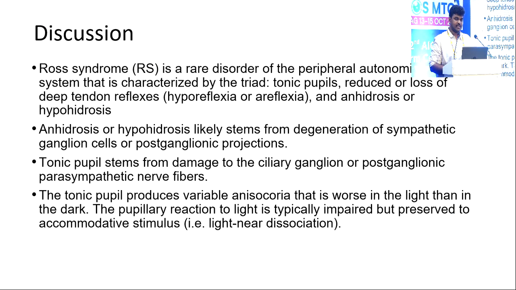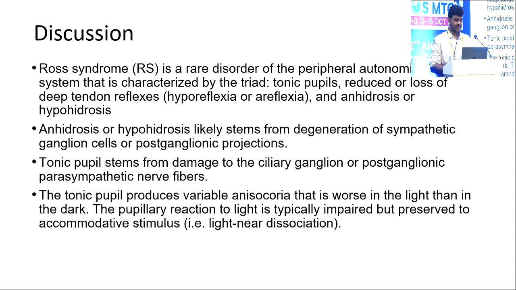On discussion, Ross syndrome is a rare disorder which affects the peripheral autonomic nervous system, characterized by the triad of tonic pupils, reduced or loss of deep tendon reflexes, known as hyporeflexia or areflexia, and anhidrosis or hypohidrosis. This anhidrosis or hypohidrosis is likely to occur from the degeneration of sympathetic ganglionic cells or postganglionic projections. The tonic pupil occurs from damage to the ciliary ganglion or post-ganglionic parasympathetic nervous system.